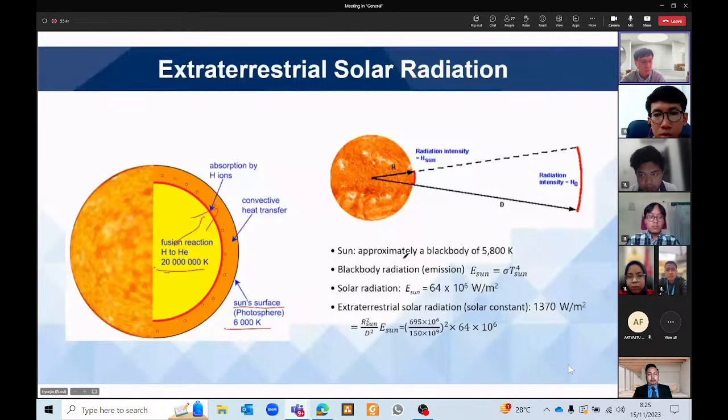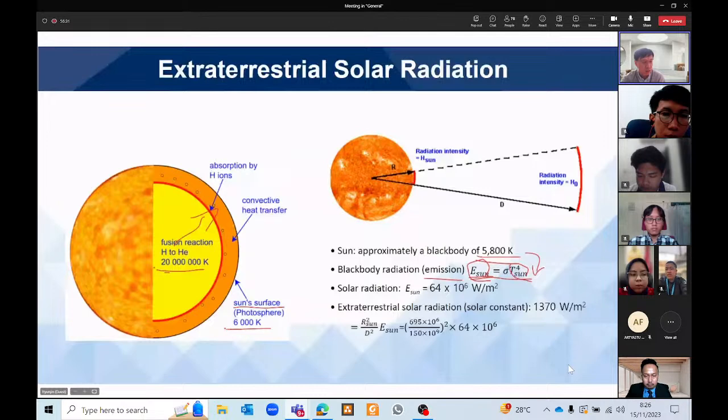So, we can assume the sun is a kind of black body. If you learn the black body radiation, you can calculate the power emission from a black body. So this is a well-known equation to calculate power from a black body. You see, sigma is a constant, the Stefan-Boltzmann constant. Therefore, emission power is only a function of surface temperature. If we plug in surface temperature here, then you can calculate power from the sun. Actually, power density, watt per meter square. So this is a value from the sun.